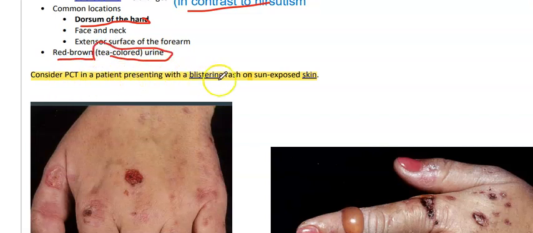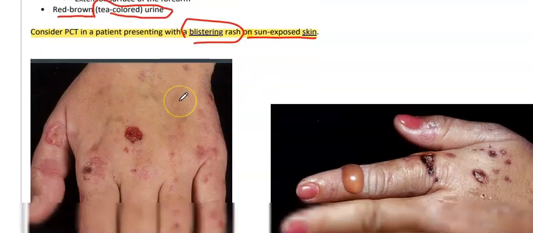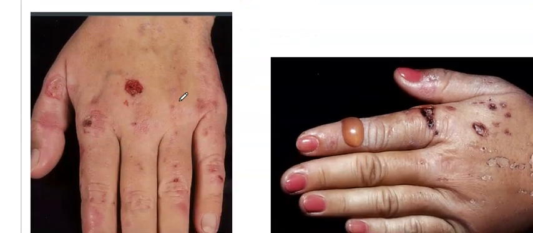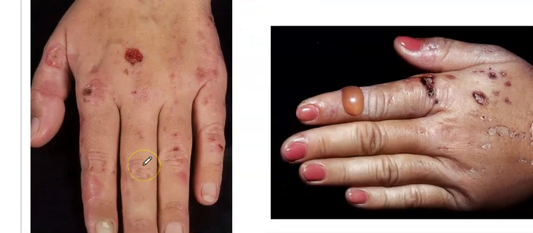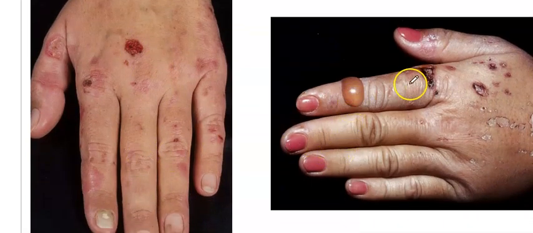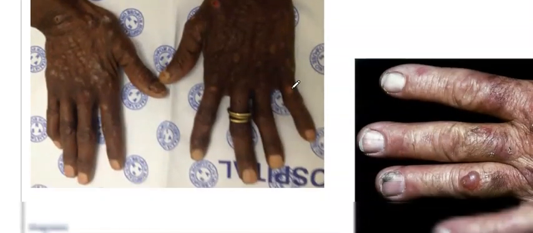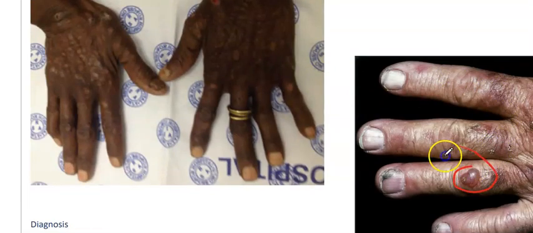Consider PCT in a patient presenting with a blistering rash on sun-exposed skin. These are the different findings: excoriations, scars, blisters, deep ulcers, superficial ulcers, and these are different rashes, and these are the fluid-filled blisters.